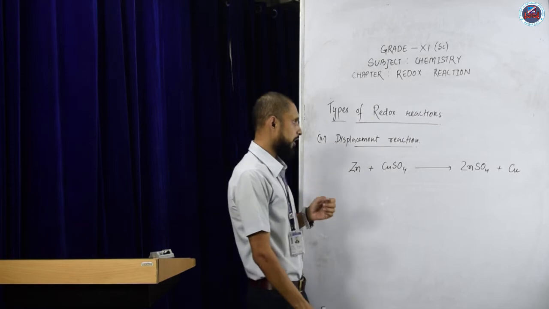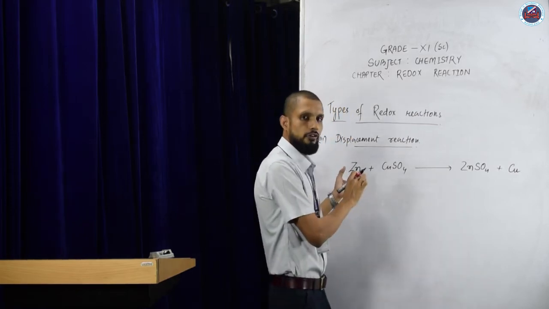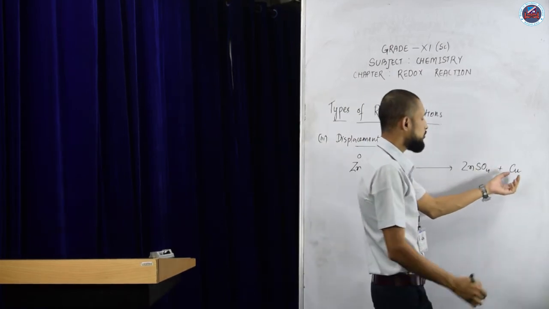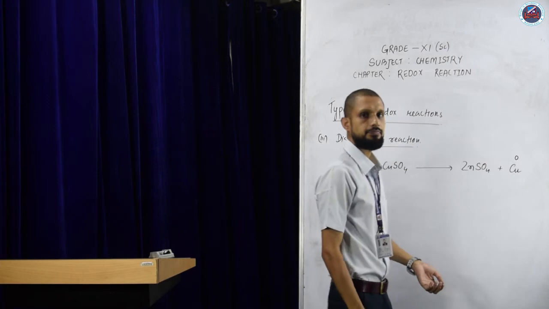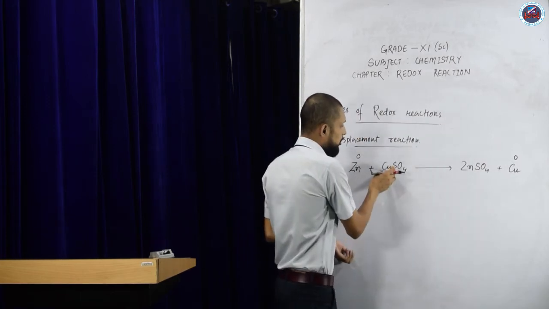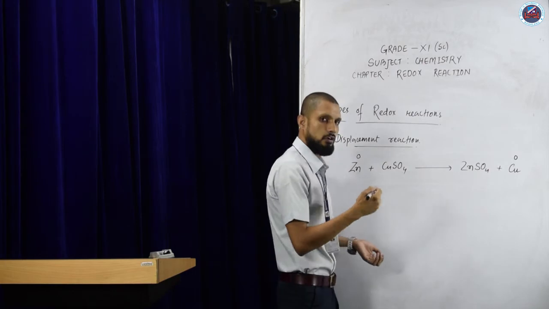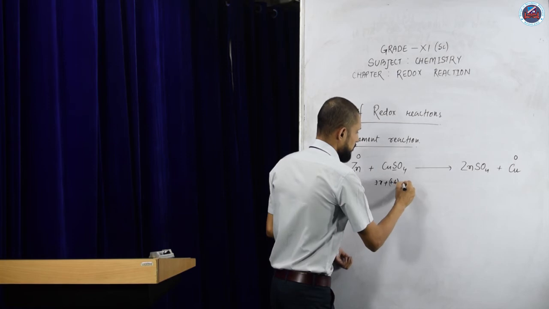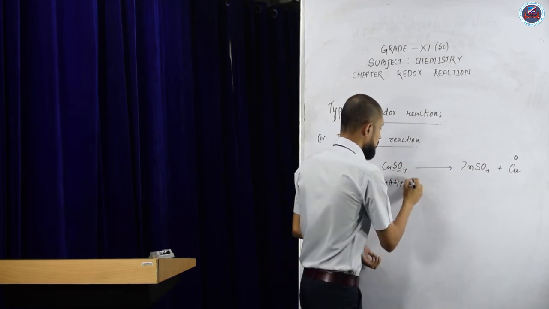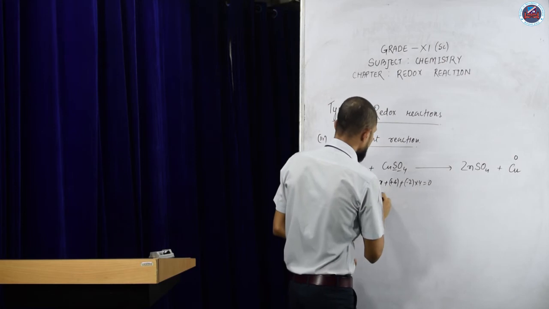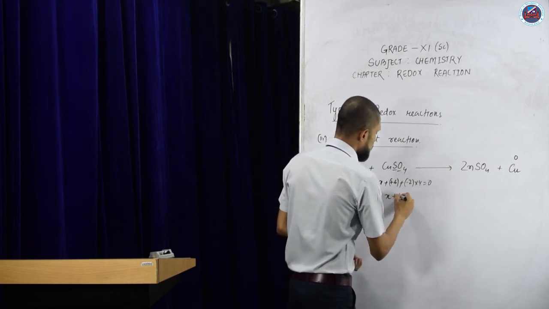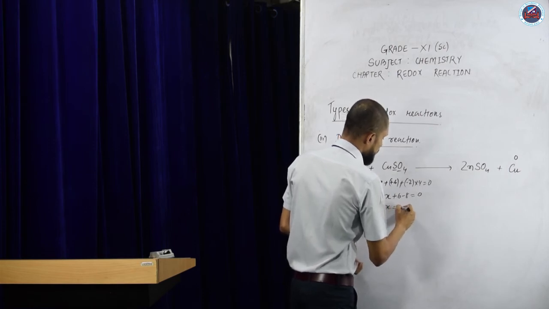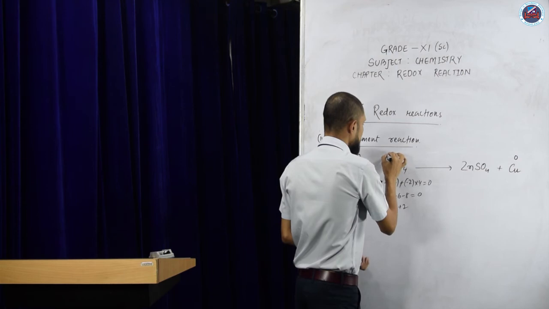Now let us see how it is a redox reaction. So in the reactant, zinc oxidation number is 0. In product, Cu oxidation number is 0. Oxidation number of copper, if you find using the rules for oxidation number, so let it be X plus sulfur is plus 6, oxygen is minus 2 multiplied by 4 is equal to 0. So if you solve this, X plus 6 minus 8 equal to 0, which implies X equal to plus 2. So oxidation number of copper here is plus 2.